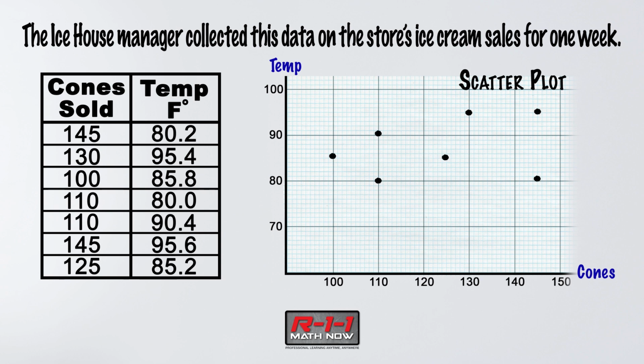So we can see that the data is gathered kind of right here, but there doesn't really seem to be a correlation between the number of cones sold and the temperature. What I want you to notice about a scatter plot is that we do not connect the dots because there's no order in which the dots are placed. We could really do them in any order. And because we sold 145 cones on 2 different days, there are 2 different temperatures associated with that 145.